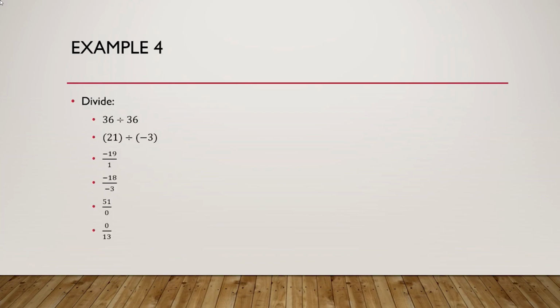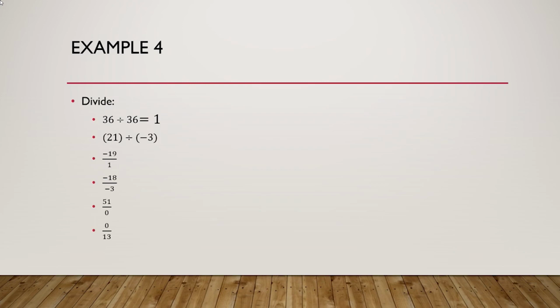Now let's look at division. Now I put some fractions in here because the fraction bar acts like a division sign. Now sometimes you might see this on the computer as a slash mark. It does the same thing. So 36 divided by 36, division is just asking how many times does that second number go into the first number. So 36 goes into 36 once. Now is it positive or negative? Well, it's going to be positive because the signs are the same.